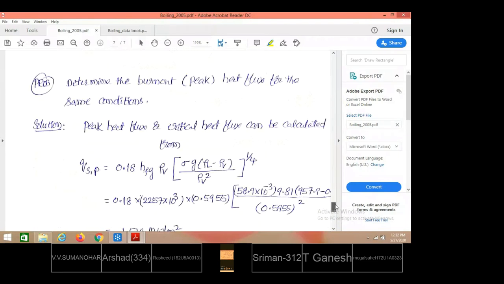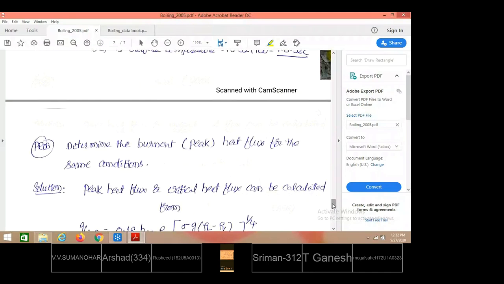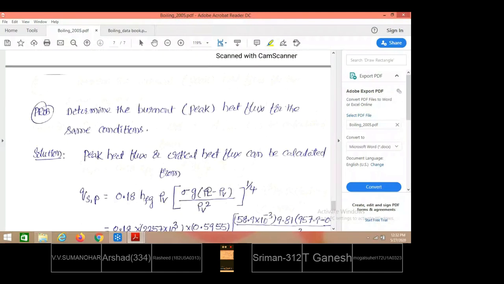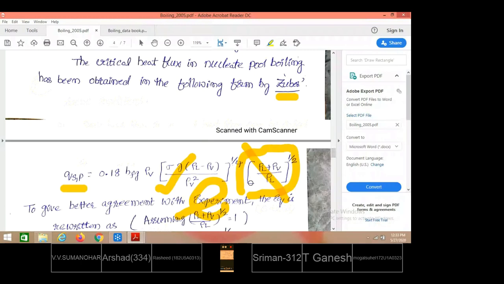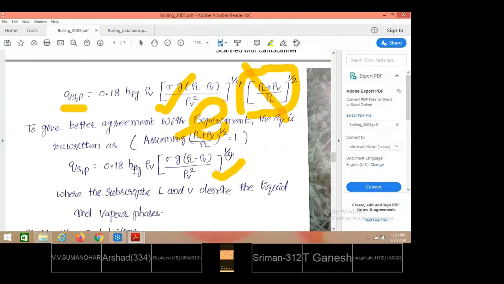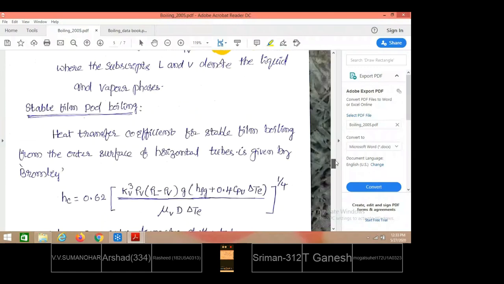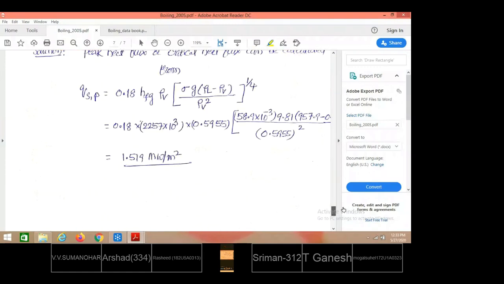Next problem: for the same problem, they are also asking you to calculate the burnout or peak heat flux. The second equation, which was proposed by Zuber, we have to use for estimation of peak heat flux or critical heat flux. The same equation I am using for estimation of critical heat flux. Substituting, the critical heat flux that can be supplied is 1.519 megawatt per meter square.